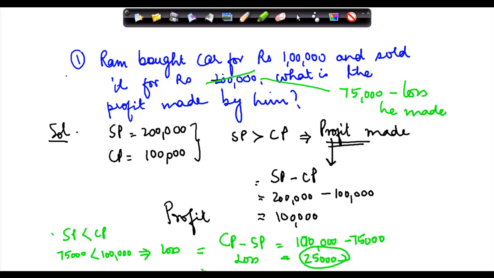So in order to compute your profit or your loss in your mathematics question, you simply see whether the selling price is greater than the cost price. If the selling price is greater than the cost price, I made a profit, which is nothing but the difference between these two numbers. And if the selling price was less than the cost price, then I have made a loss, which is again the difference between the cost price and the selling price.